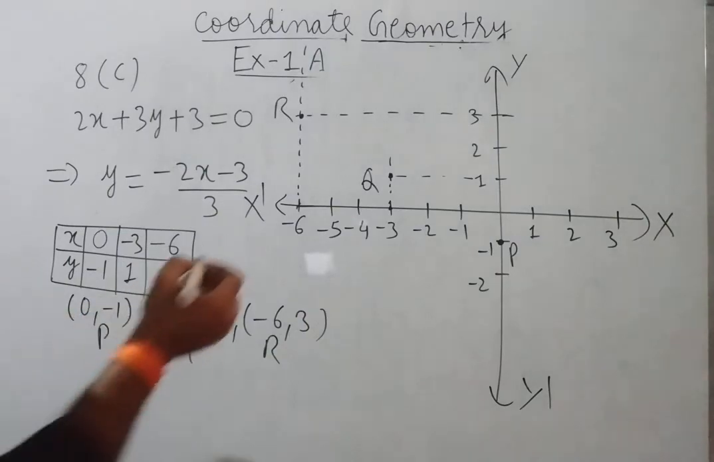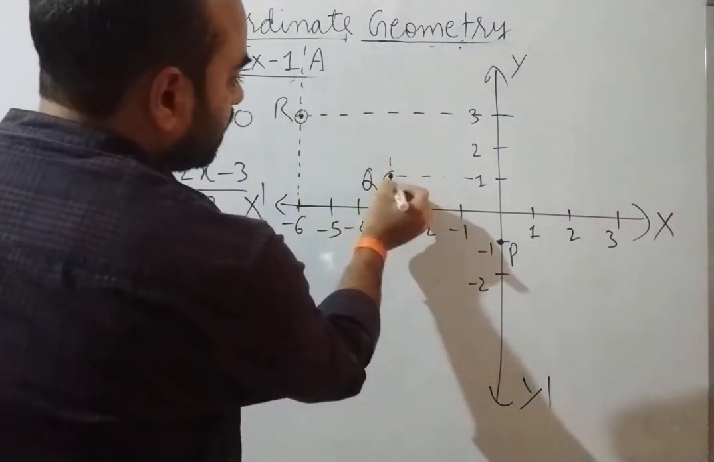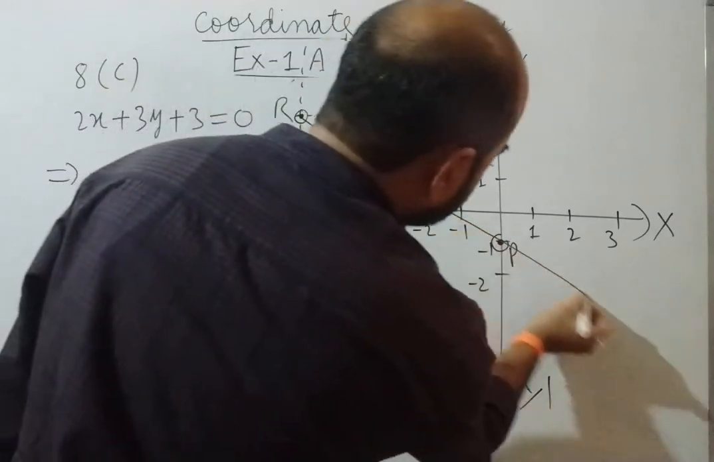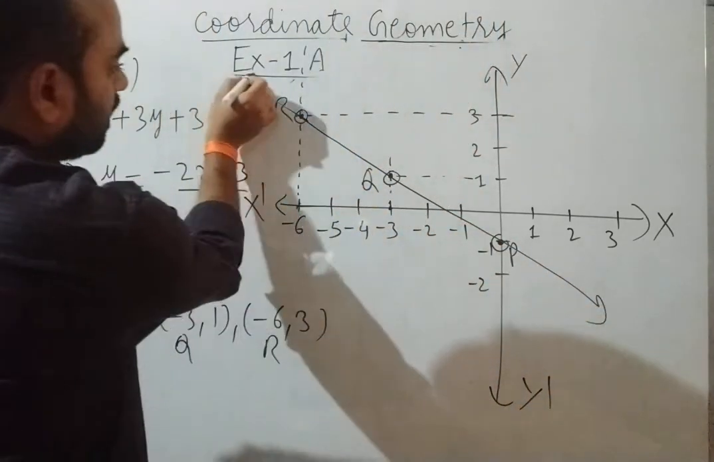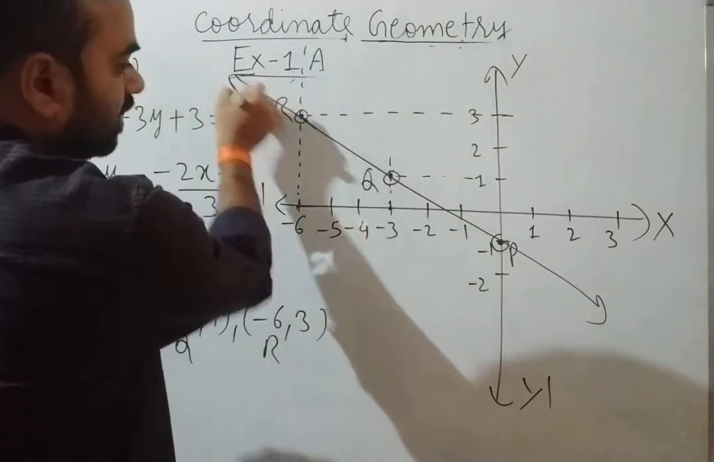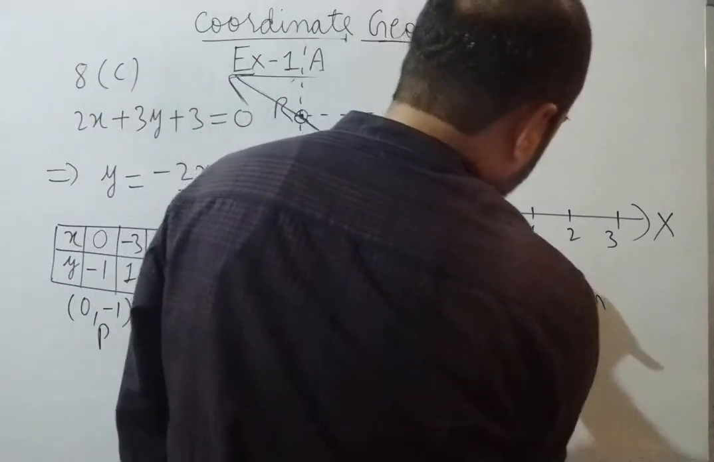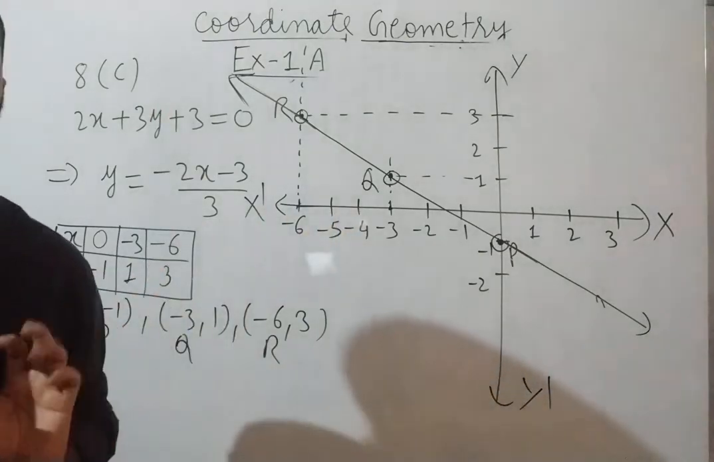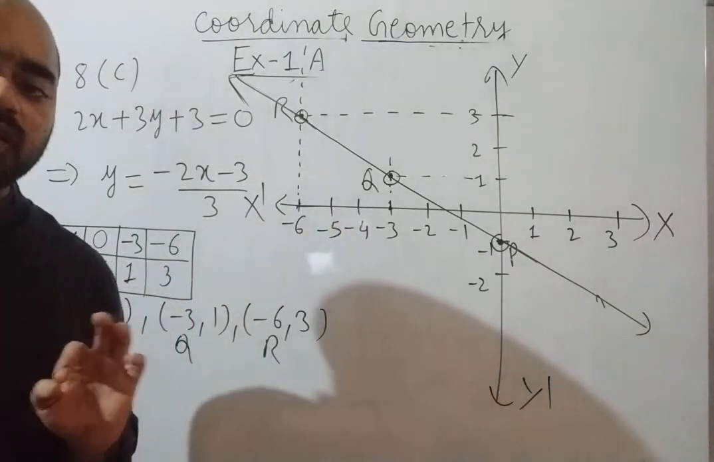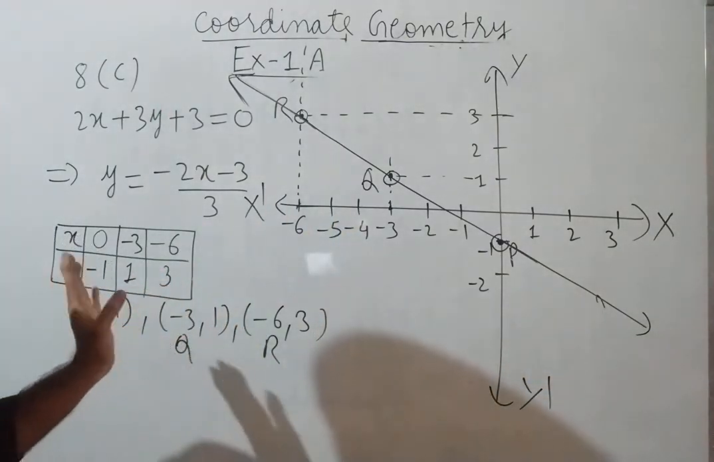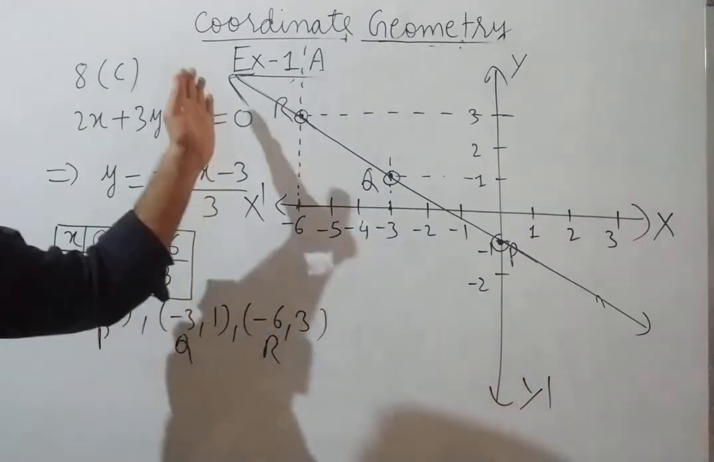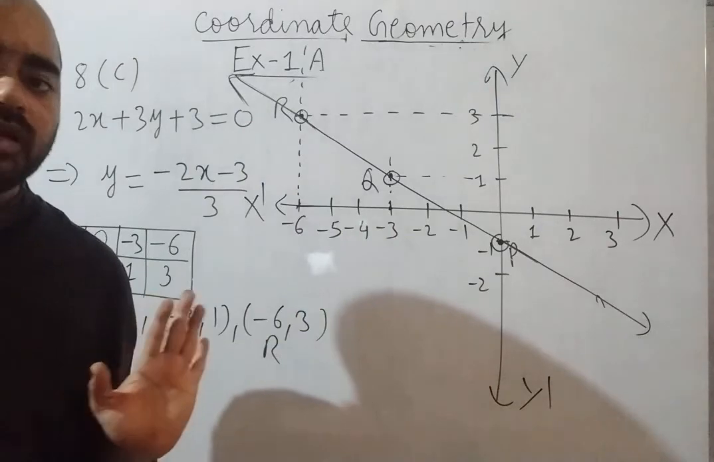Now we have 3 points. Now we have to join all the 3 points to obtain the straight line. So this way we can find the straight line. Okay? Correct? This is the required line. Plot the points correctly. You can take any 3 points, correct points, generally whole numbers, and then join the points to obtain the line. Okay?